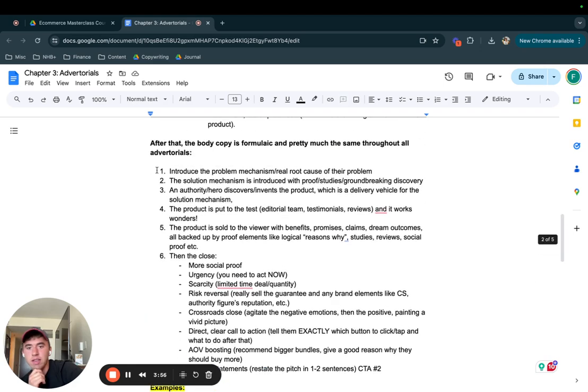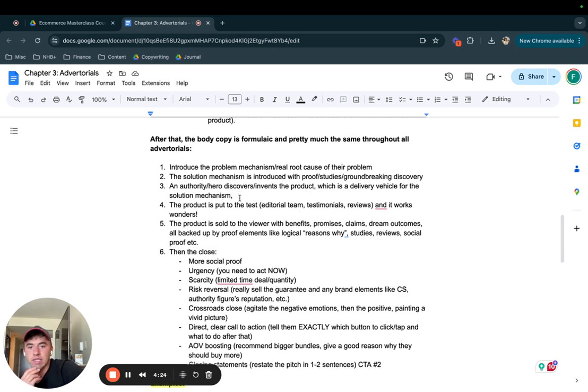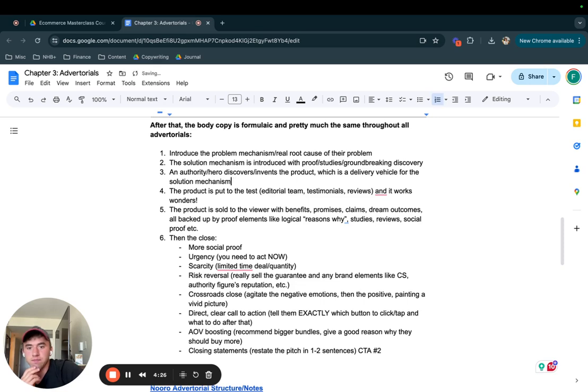It's 6 points here. Introduce the problem mechanism. Then the solution mechanism is introduced. Always introduce it with proof, studies, or a groundbreaking discovery. Otherwise, you're just telling them, you're wrong. And that doesn't work. You have to tell them in a way that's, I wouldn't say professional, but it has to be smooth. And the best way to do that is to do it with proof, because then you're not making a claim. You're just announcing something new. You're announcing information. If you do it without proof, then it's just your word against their belief. And that's going to cause friction a lot of the time.